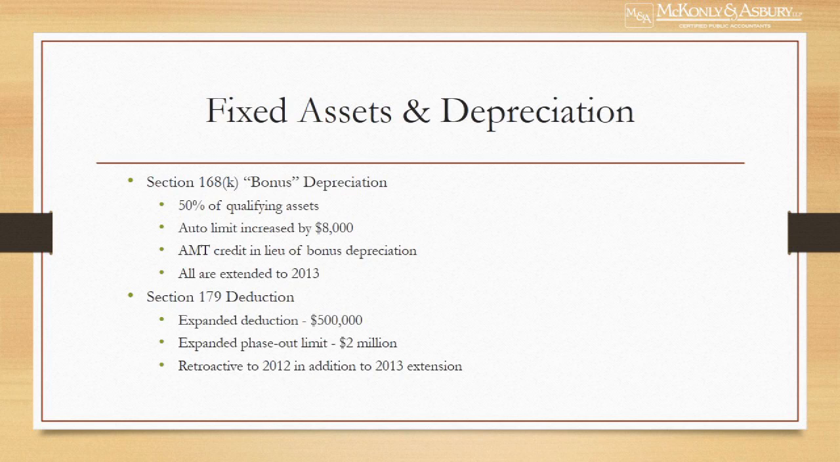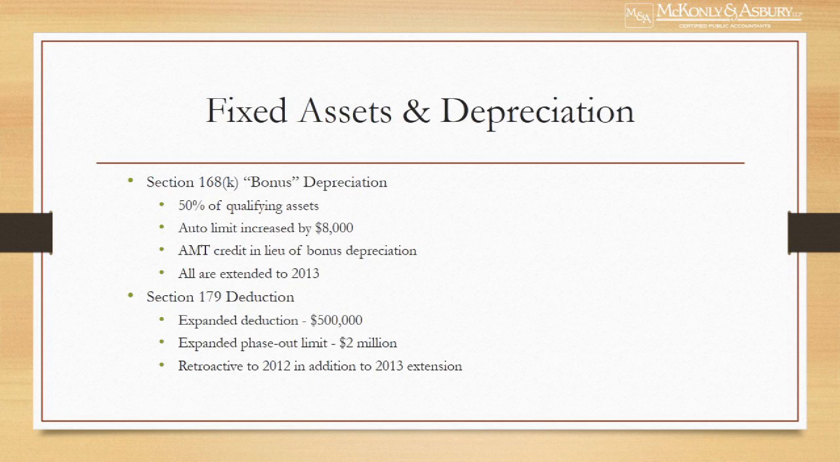After a short while, it increased to 50%. Then it went away for a few years in 2006 and 2007, but returned again in 2008 at 50%. On September 9th, 2010, legislation was passed to increase the bonus depreciation to 100%, and that lasted through 2011. So essentially, you were able to take immediate expensing of all assets that qualified that you placed into service between September 9, 2010 through December 31st, 2011.